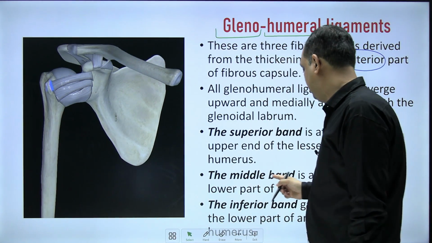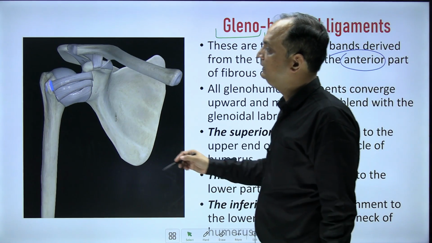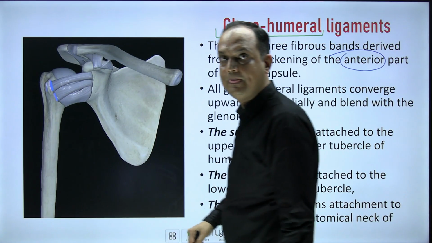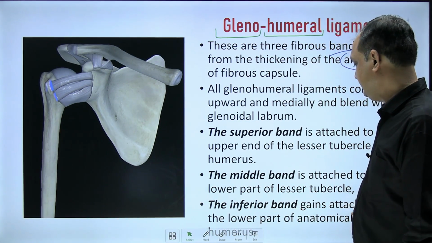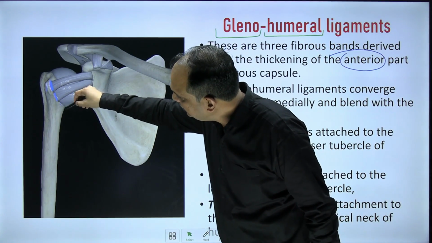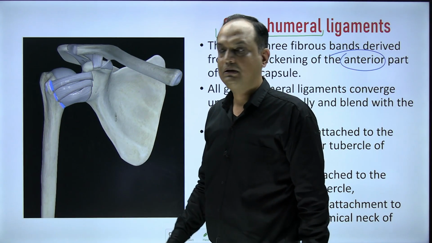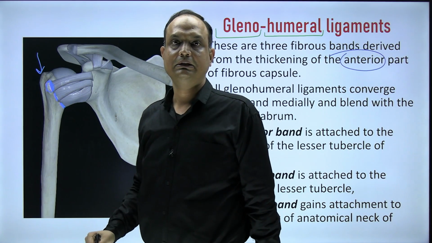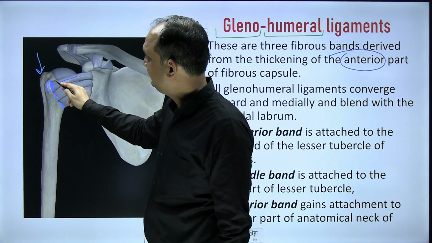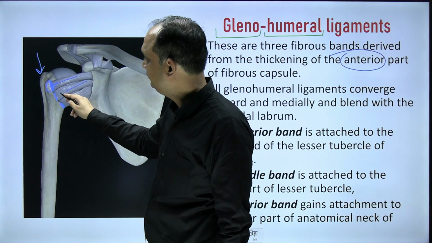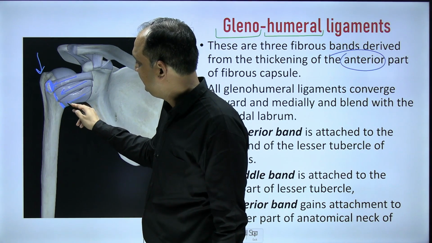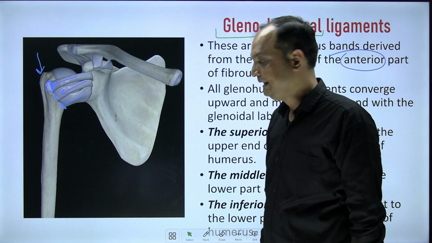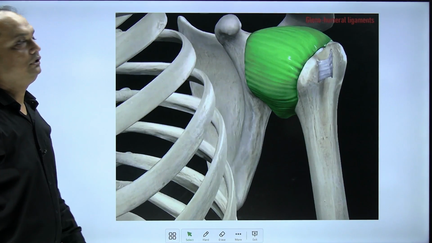Then you will have the middle band. The middle band is again going to attach on this lower part of the lesser tubercle. Then you will have the inferior band, which attaches near the anatomical neck of the humerus. Clear? So this is the greater tubercle laterally and this is the lesser tubercle anteriorly. So on the lesser tubercle you will have the upper band, then in the lower part of the lesser tubercle you will have the middle band, and the inferior band will approach till the neck of the humerus. Clear?